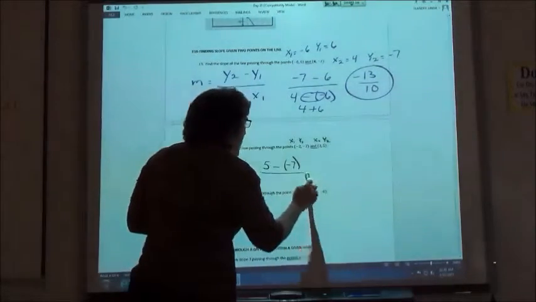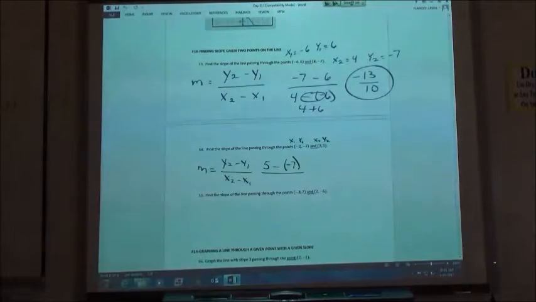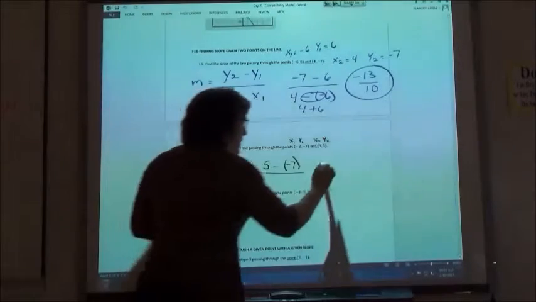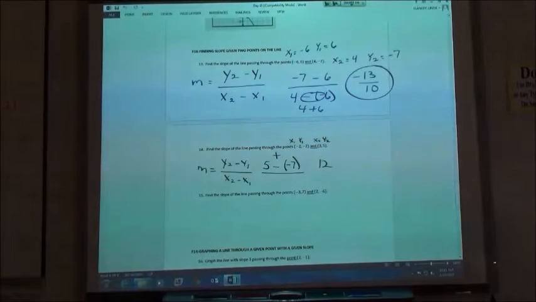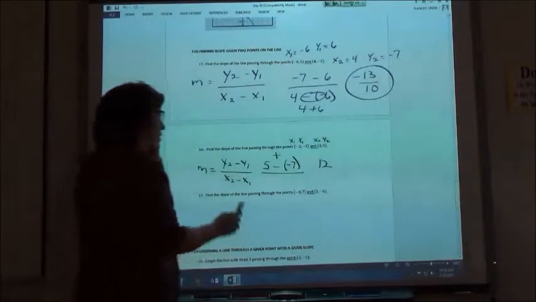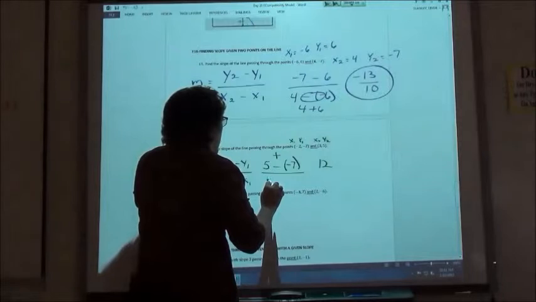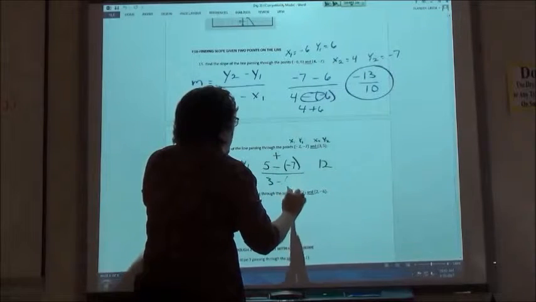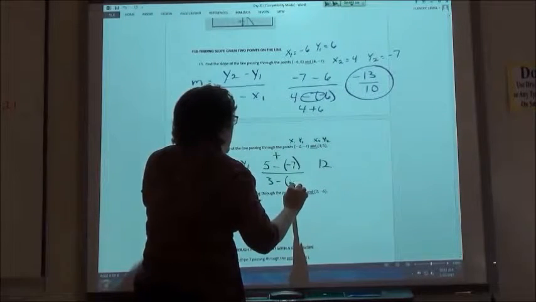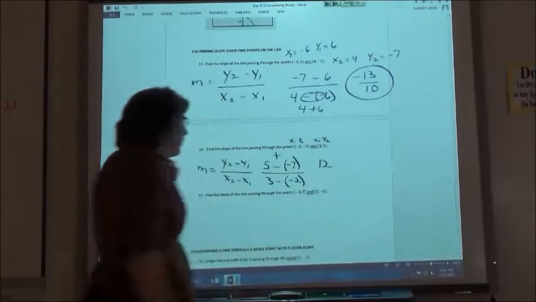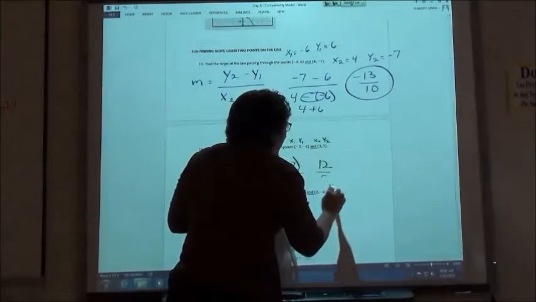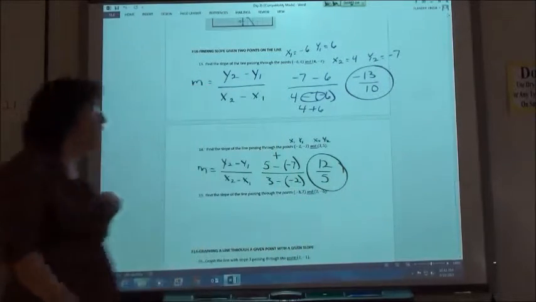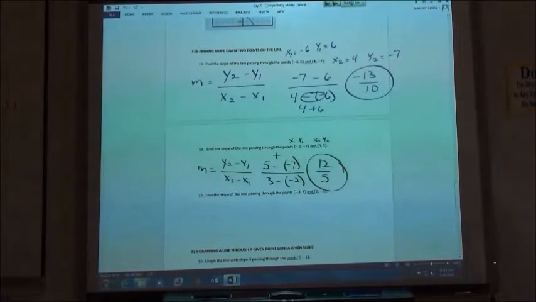And what is 5 minus -7? It's going to be 12. Because I got to add them. 5 plus 7 is 12. Okay, and on the bottom is 3 minus -2. Don't forget that sign. 3 minus -2 equals 5. So my slope is just going to be 12 over 5, because I can't simplify that fraction. So I just leave it as 12/5.